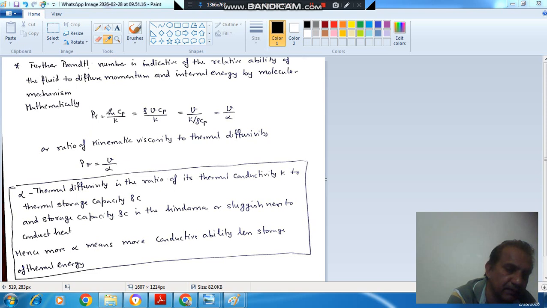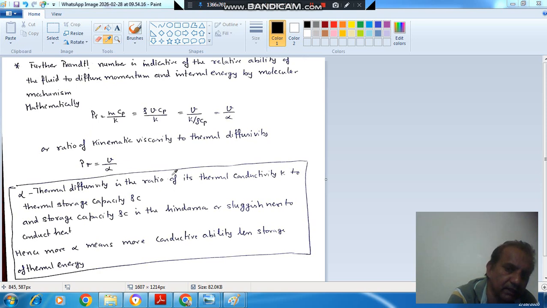Mathematically it can be written as mu Cp by K. Mu is your dynamic viscosity, Cp is your specific heat, and K is your conductivity. The dynamic viscosity can be written as rho into nu, where nu is your kinematic viscosity, so it can be written as nu divided by K by rho Cp, and this K by rho Cp is called alpha, which is your thermal diffusivity. So we can say the Prandtl number is the ratio of kinematic viscosity divided by thermal diffusivity. And the thermal diffusivity is the ratio of K and rho Cp.